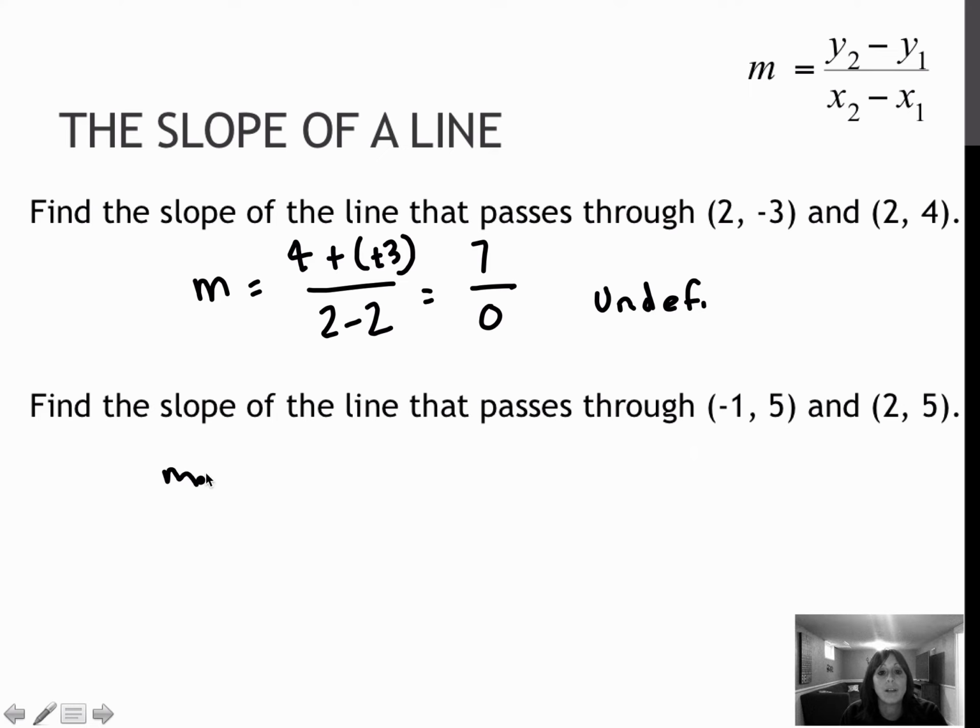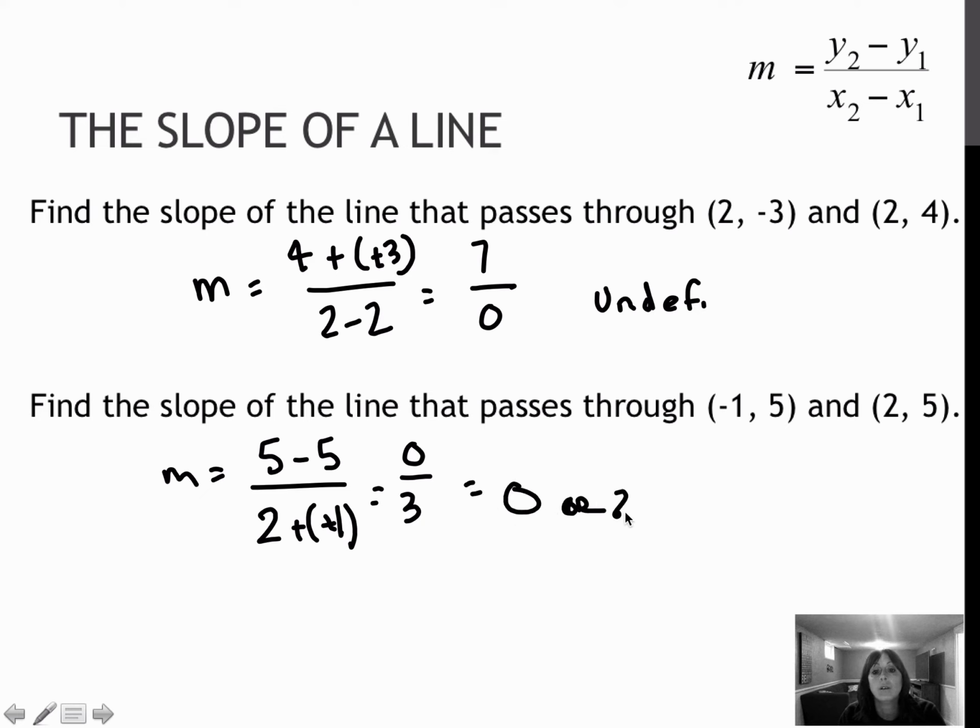On the second one, again, this is one of those special cases. y2 minus y1 over x2 minus x1. I get 0 over 3, and this is the slope of 0. And that's going to be that horizontal line if I graph it.